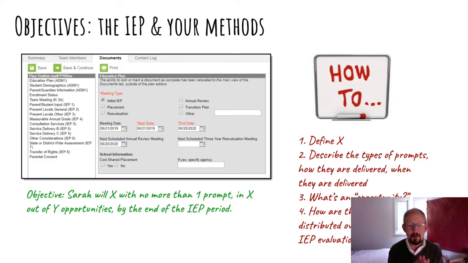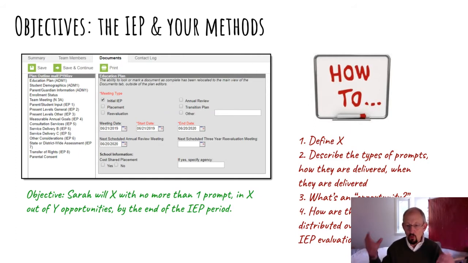Okay, what's an opportunity? So is that every time I give the child a chance to read, if it's a reading objective? In terms of walking, Sarah will walk a certain distance. What's the opportunity? Anywhere she walks in the school, over a certain kind of terrain, a certain distance?